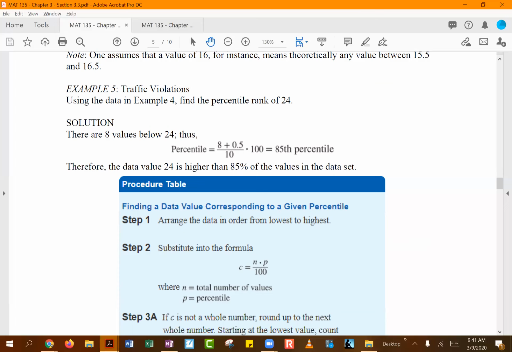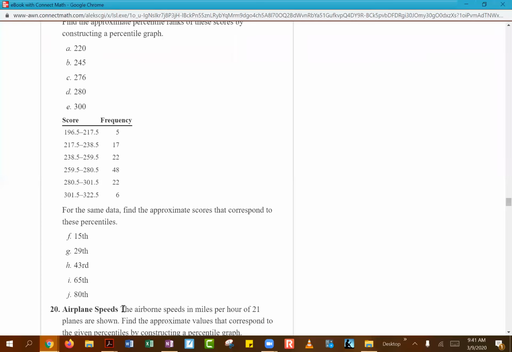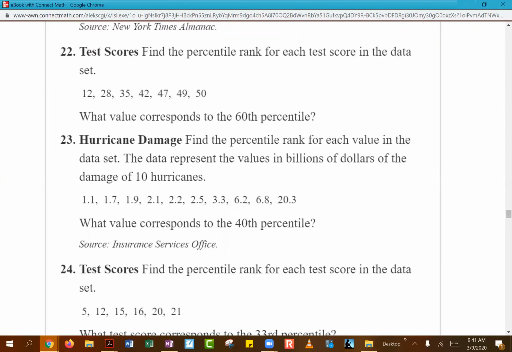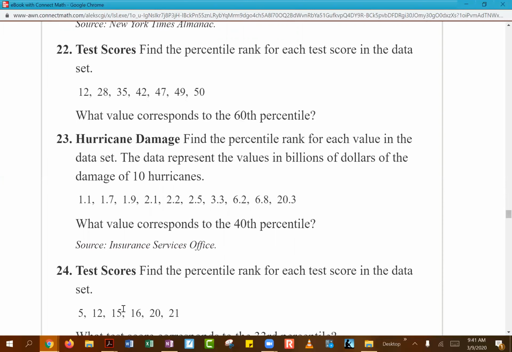Okay, how about example number 23? Okay, so number 23 here. They're asking us to find the percentile rank for each value in the data set. They're saying the data represents the values in billions of dollars of the damage from 10 hurricanes, right? Do we need to arrange the data set in order? It already is. Okay, so they've done one little thing for us.